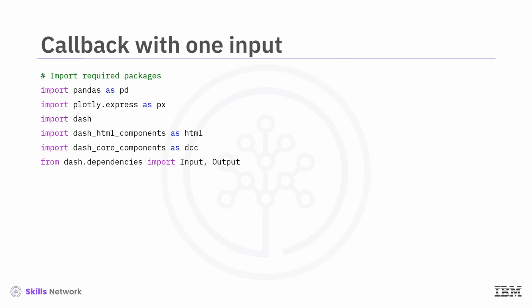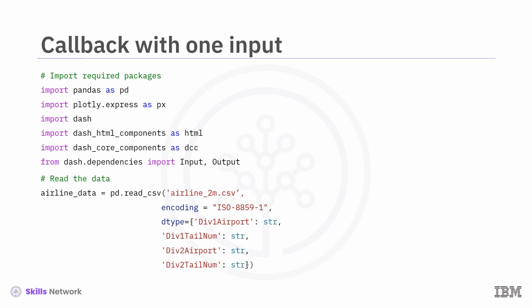First, we import the required packages. As seen before, we'll import pandas, dash core, and HTML components. The new entry here is dash dependencies. From dash dependencies, we're importing Input and Output that we will use in the callback function. We read the airline data into the pandas data frame. We load our data frame at the start of the app, and it can be read inside the callback function.